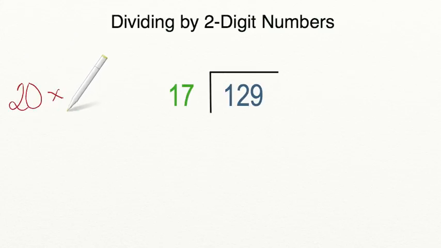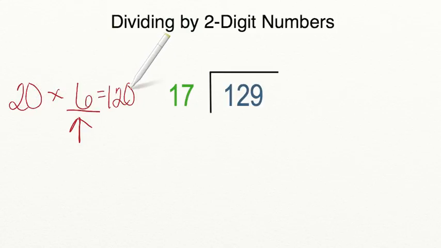Your next step is to multiply your rounded divisor by a target number, and this number is going to get you close to your dividend. This is going to help us estimate our quotient. If I multiply 20 times 6, I get 120. That gets me pretty close to my dividend. Let's try 6. I'm going to place a 6 as my quotient, and I start by multiplying 17 times 6.